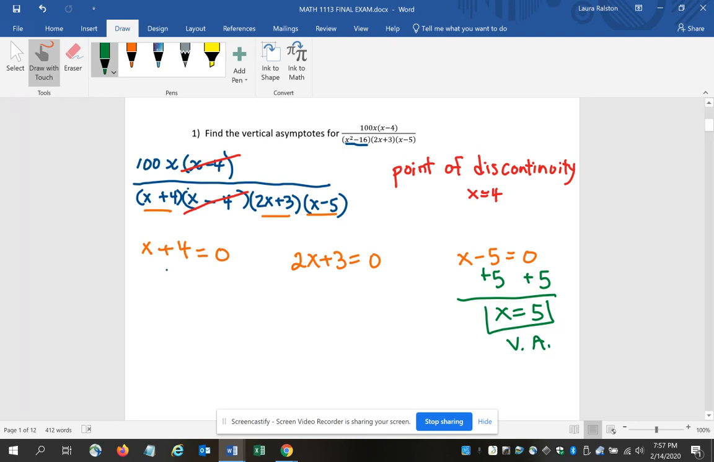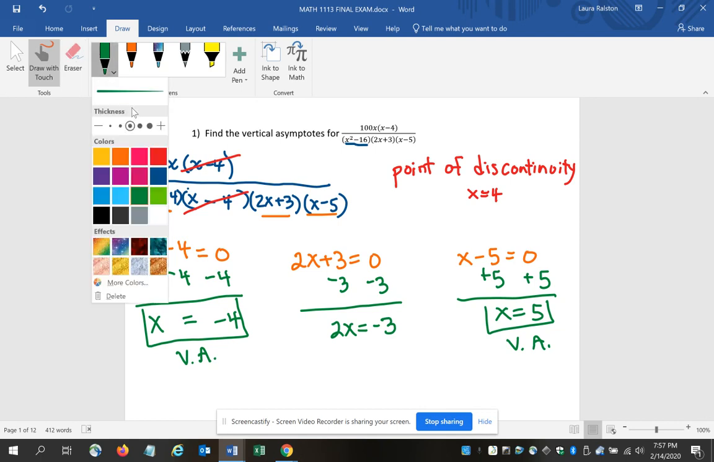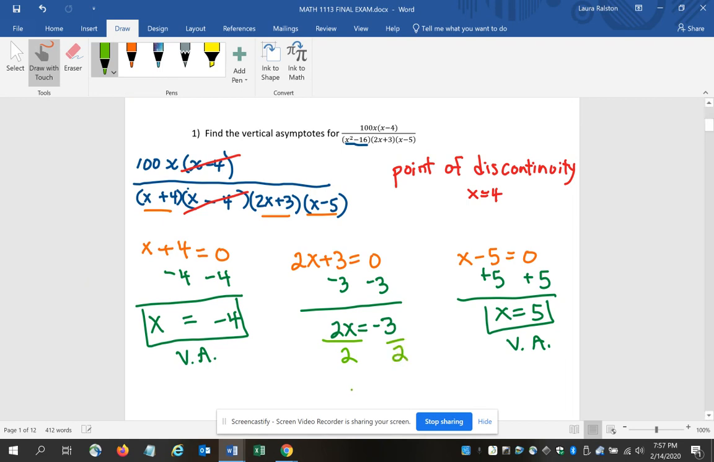If I solve x plus 4, I'm going to subtract 4 from either side. So I have x equals negative 4. That is a second vertical asymptote. And then I need to solve 2x plus 3 equals 0. So I'm going to subtract 3 from either side. So I have 2x equals negative 3. And then going to divide both sides by 2. So I have x equals negative 3 halves, and that is the third vertical asymptote.